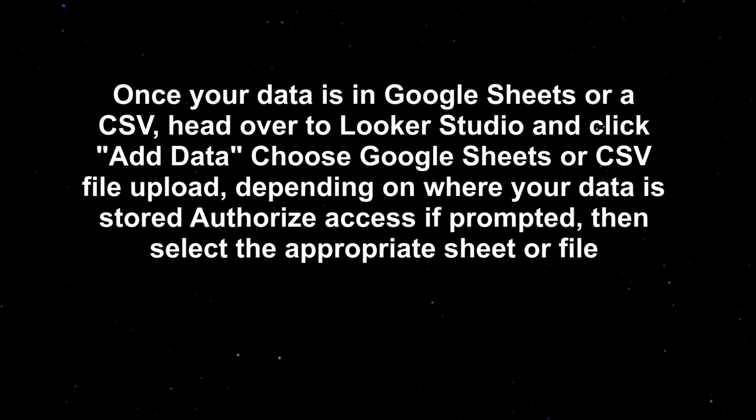Once your data is in Google Sheets or a CSV, head over to Looker Studio and click Add Data. Choose Google Sheets or CSV file upload. Depending on where your data is stored, authorize access if prompted. Then select the appropriate sheet or file.